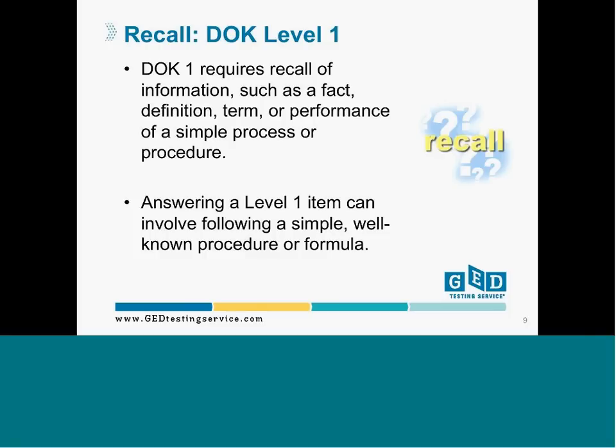That sounds good. DOK Level 1, as Bonnie mentioned just a few minutes ago, is about recall. It requires that an individual recalls some specific information. It might be a fact, it could be a definition, or we do this quite often in math, a simple process maybe that we're using in order to divide numbers. Those are the types of things that we would see when we talk about DOK Level 1. As earlier stated, the test taker is either going to know that information or not. It can involve not just one step, but a set of procedures, performing simple calculations, or recalling information.